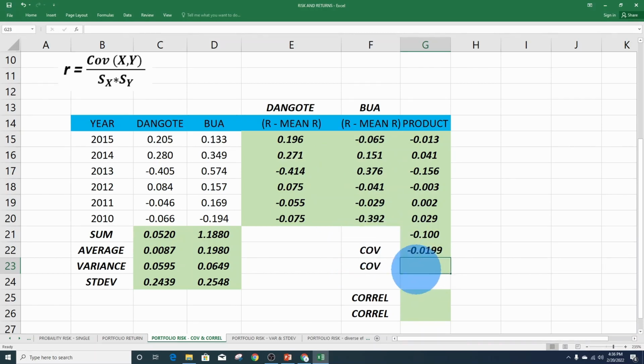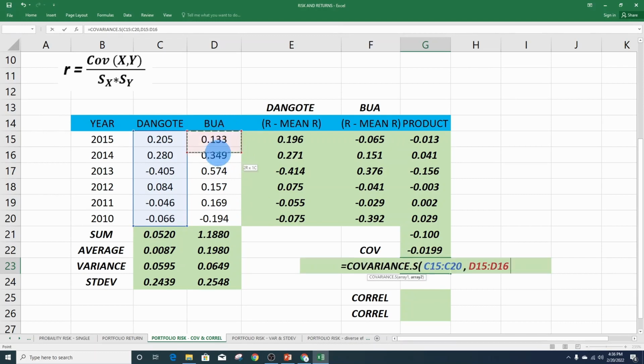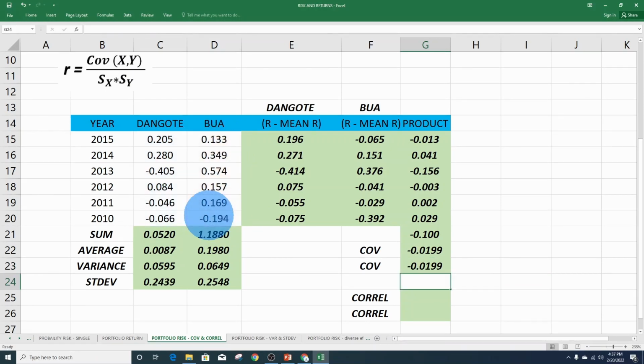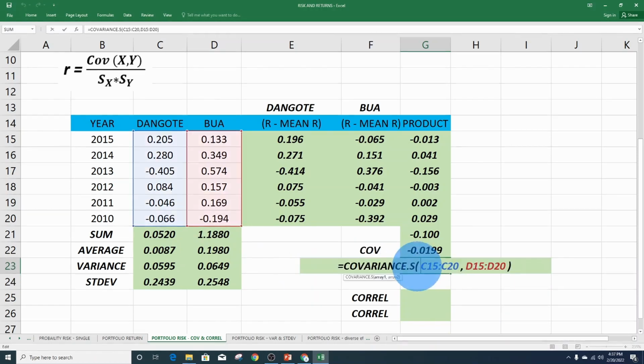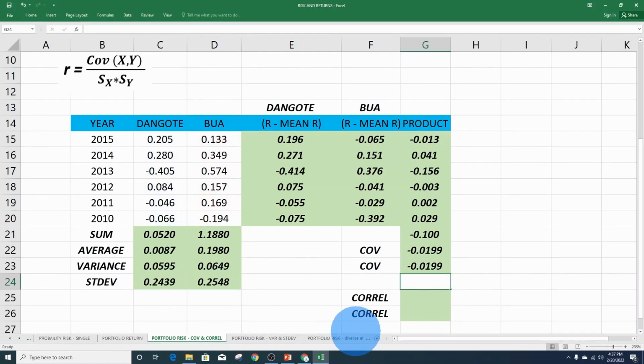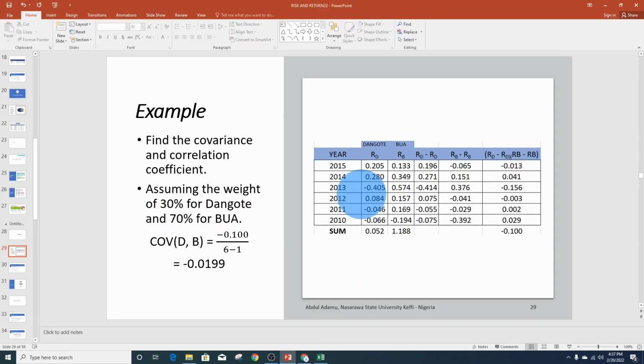So let me do the covariance function here, equal COVARIANCE.S. We are doing sample data, so double click. Then our array 1 is Dangote. We copy all, comma. Array 2 is Bua. Then we close the bracket, enter. You can see the value is the same. So we can use our covariance function in Excel. So this is how we can compute our covariance.